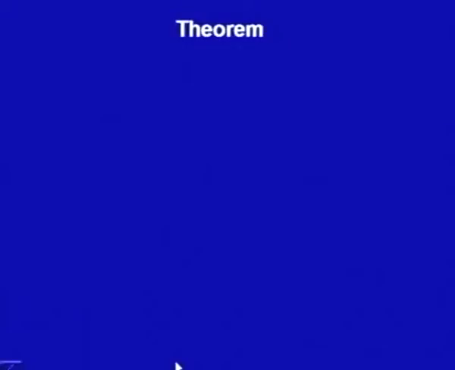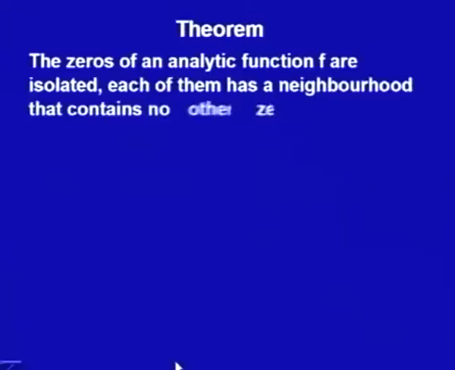So, we are actually ready to state one result. Zeros of an analytic function f are isolated, that is, each of them has a neighborhood that contains no other zero. So, what we are saying is that the zeros of analytic functions are isolated. Isolated means that in each neighborhood there is no other zero other than the point itself. In every neighborhood of that z₀ there would be no other zero other than that point z₀.